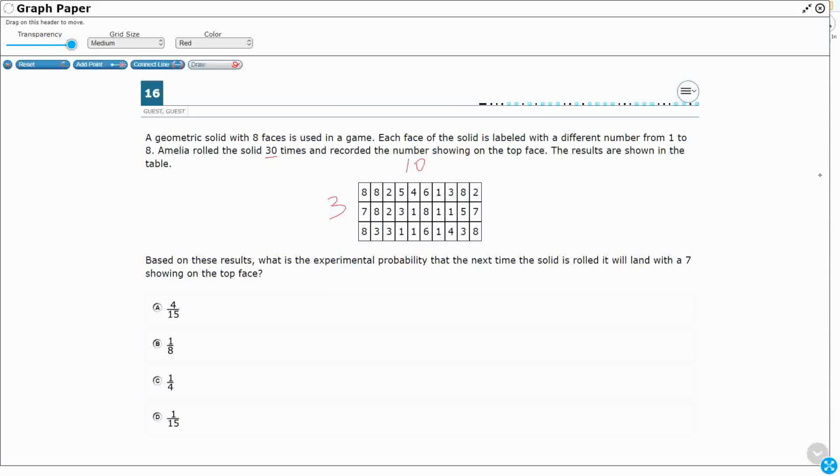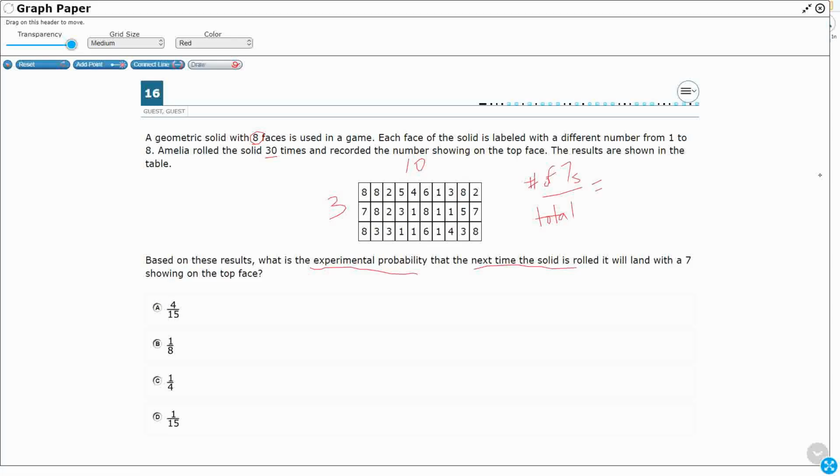So based on these results, what is the experimental probability? All right, so that means we're going to use not what should theoretically happen, because you've got 8 equal faces, but based on what has happened in the past, we're going to use this data to predict the next time something is rolled, it will land with a 7. Okay, so what we do here is we figure out what is our probability. So we need our total, and then the number of sevens, right? So that's going to be our experimental probability.